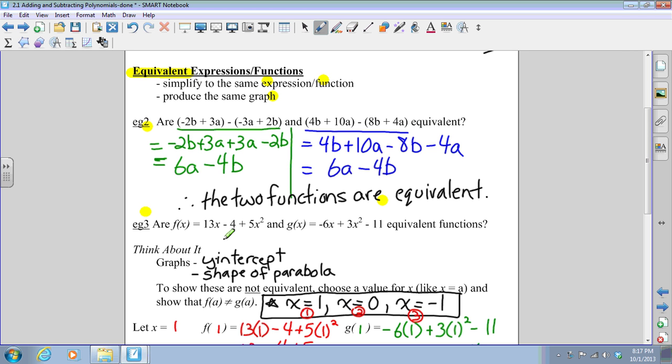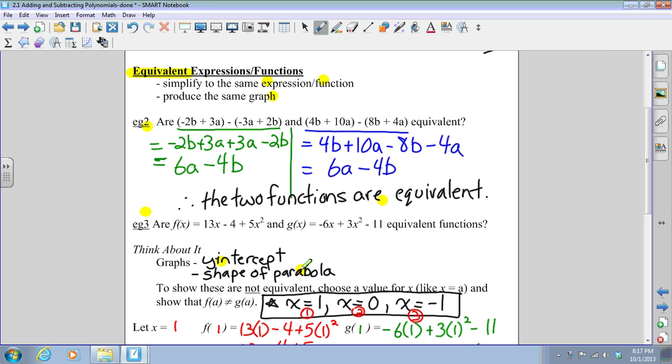What important information can you find out from that? You can find out the y-intercept, okay? So looking at the y-intercept for f(x), that would be -4, and the y-intercept for g(x) is -11. So already there's one way we know that these are not going to be equivalent.